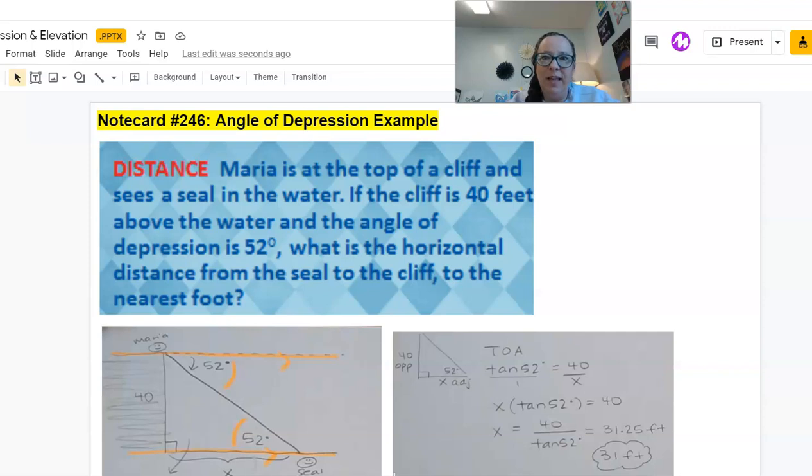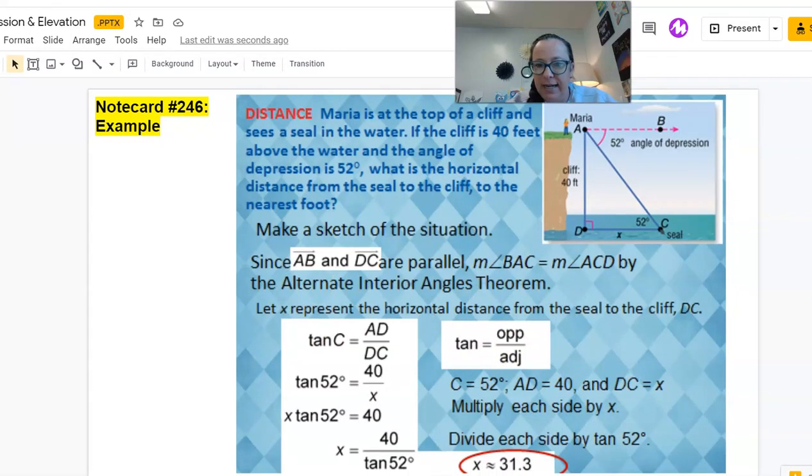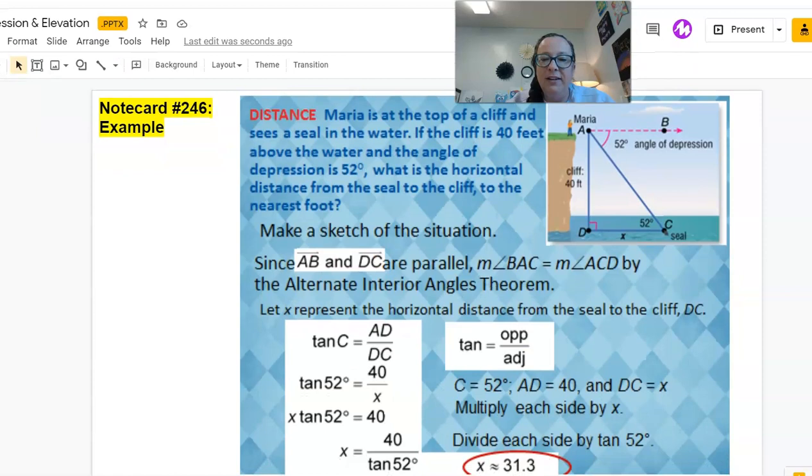All right, so I dropped that stuff back in here so you can see what we did and the work that we did. Now here is the website I pulled this off of. Here's their picture and their work. And let me move this window down so you can see. And they say 31.3, which was what we got, 31.25, but it said round to the nearest foot, so it should be 31 feet.